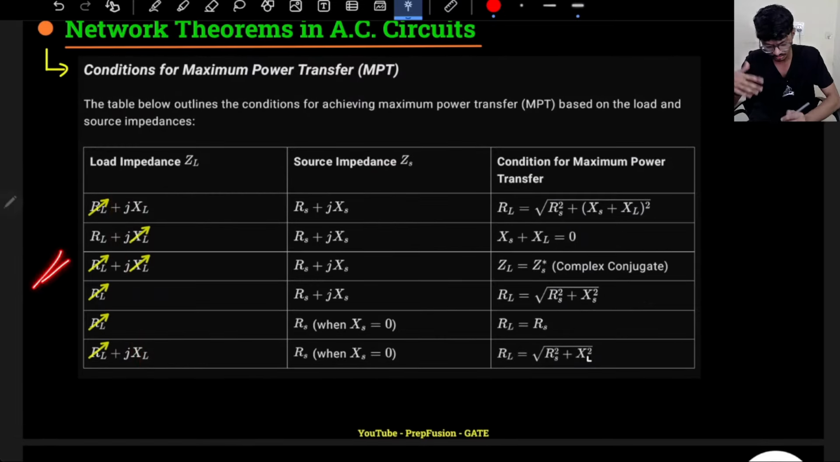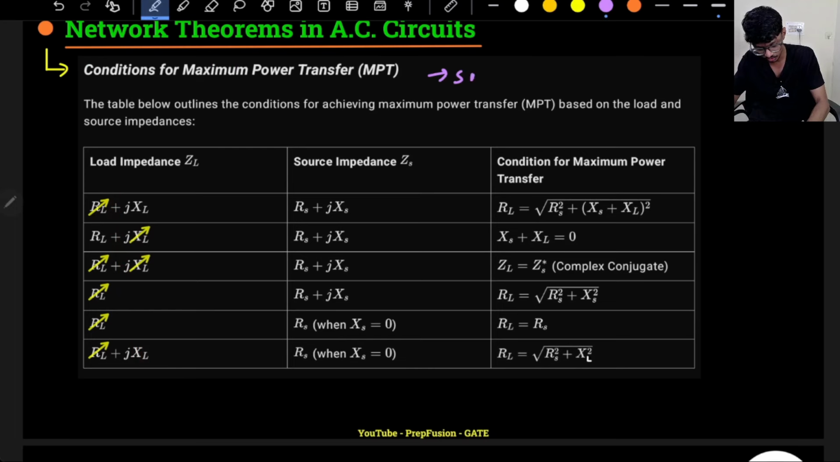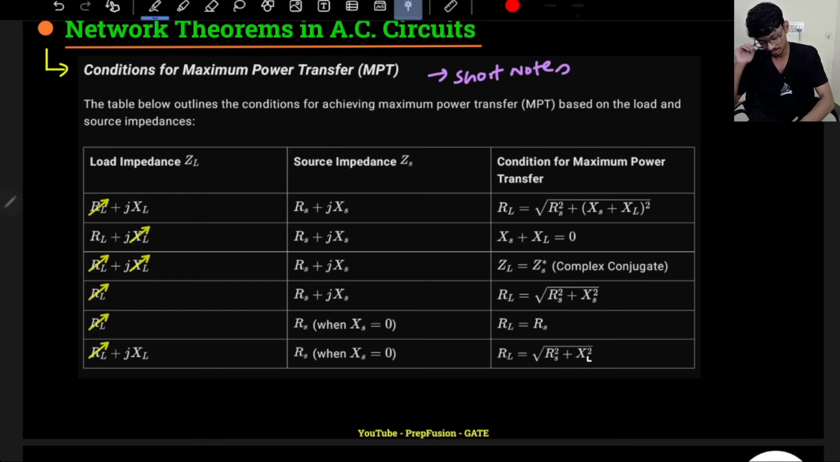So this is a very good table. You can either use this as short notes to remember things, or put it in your short notes, whatever you want to do, or keep it as full notes only. That's also fine. So these are all the tables basically. Here I have RL plus JXL. If only RL is varying and everything is constant, then the load resistance must be the magnitude of RS plus XS plus XL, where you have to take into account the sign. Then RL plus JXL, of course the reactances must cancel each other out. If both are varying, the impedance will be the complex conjugate.